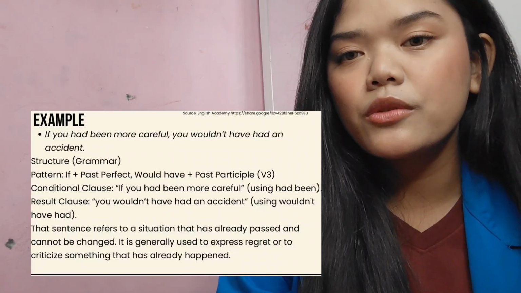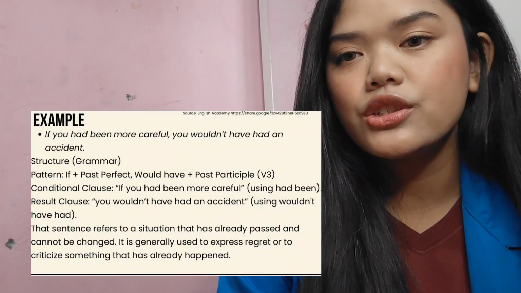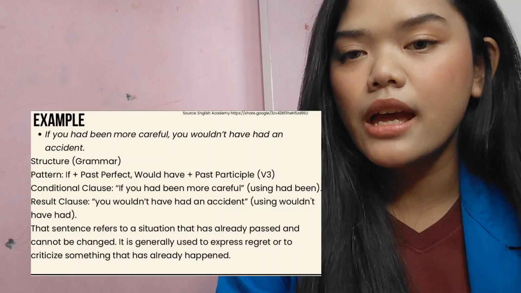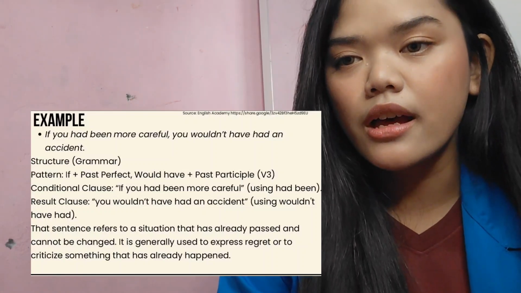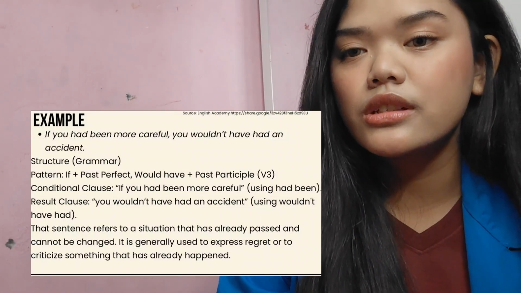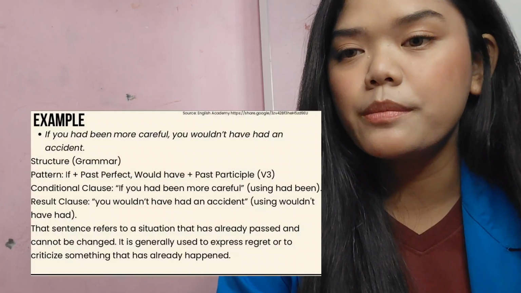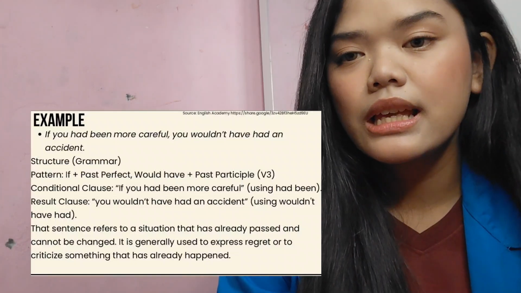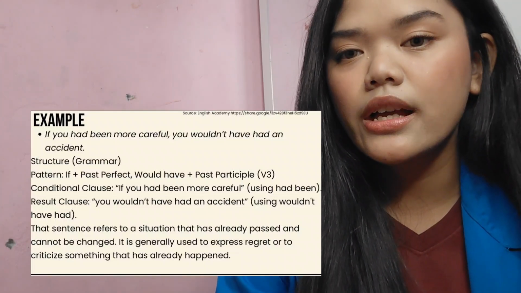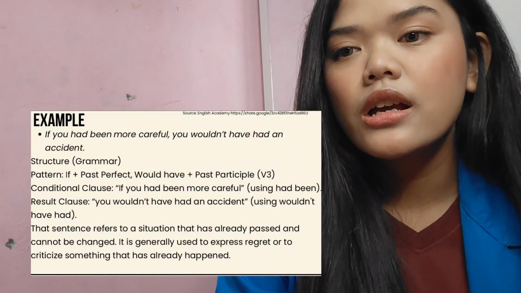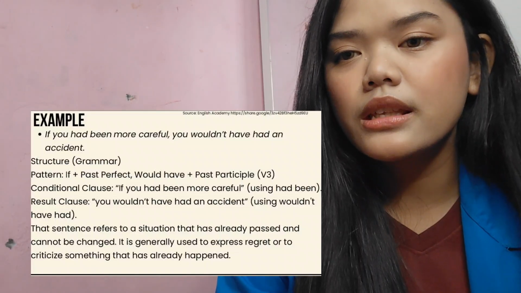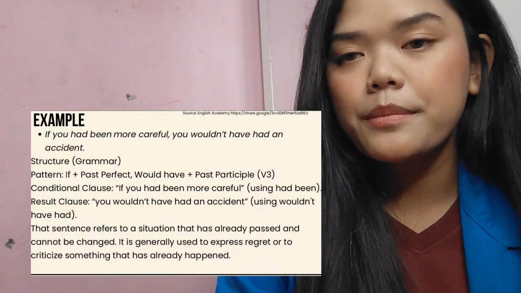If you had been more careful, using had been, and you would not have had an accident, using would not have had, that sentence refers to a situation that has already passed and cannot be changed. It is generally used to express regret or to criticize something that has already happened.